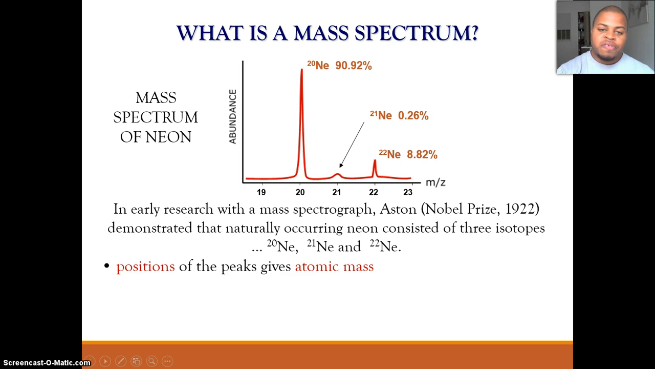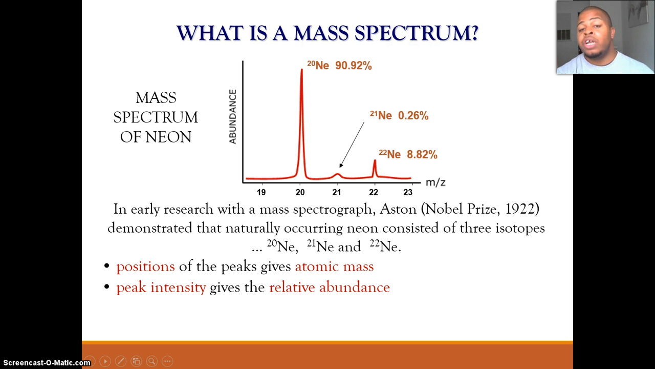Now, to be more specific, if we make the scale smaller, we can tell exactly where we are. The height of the peaks, or the peak intensity, is going to tell us the relative abundance. This relative abundance is going to be less than 100. It's always going to be less than 100. So, in this case, we have our neon 20, and it has a relative abundance of 90.92%.